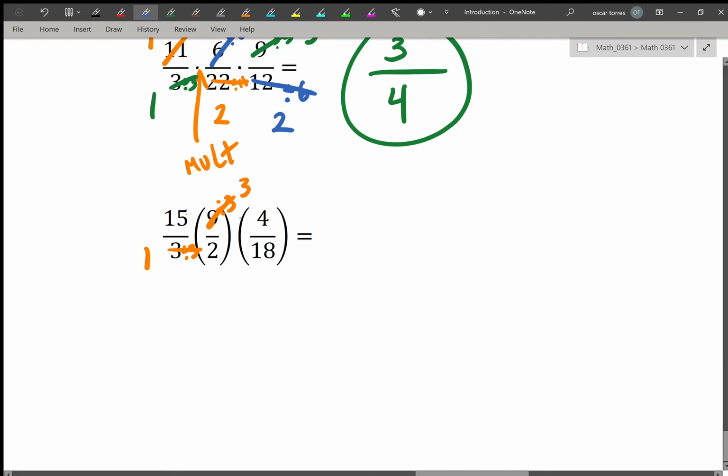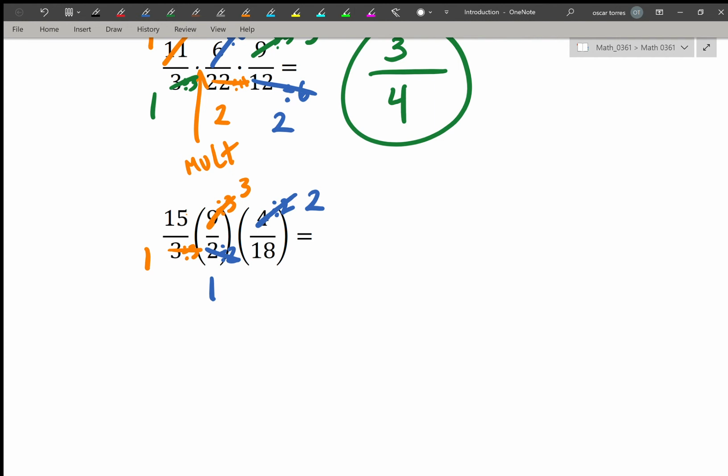So if we look at our remaining values, there's only one pair. We can simplify 4 and 2, and then separately we can do 15 and 18. So we'll do 4 and 2 first. What number goes into both 4 and 2? Well, 2 fits into both of them, so we can divide both of these by 2. 2 divided by 2 gives me a 1. 4 divided by 2 gives me a 2.